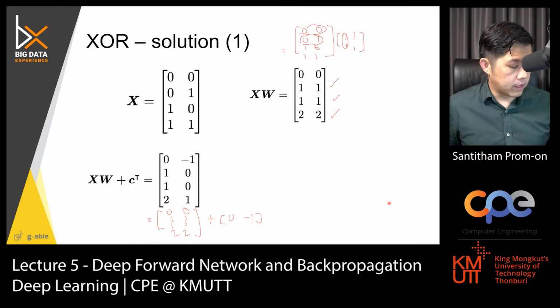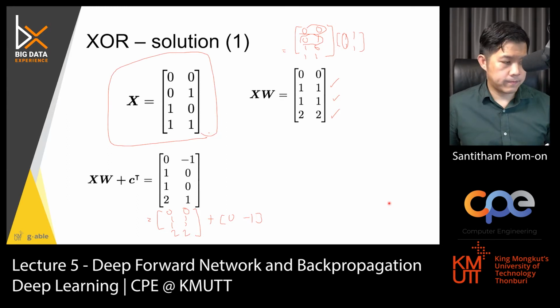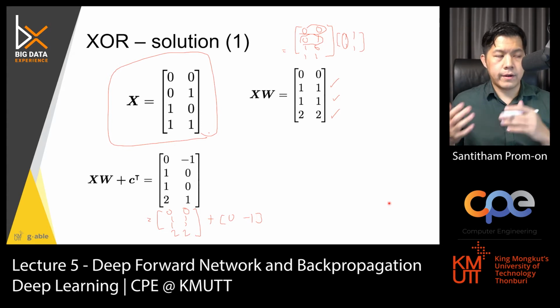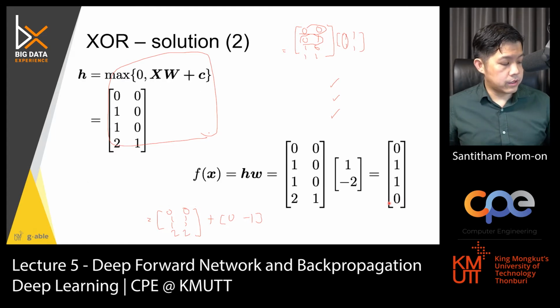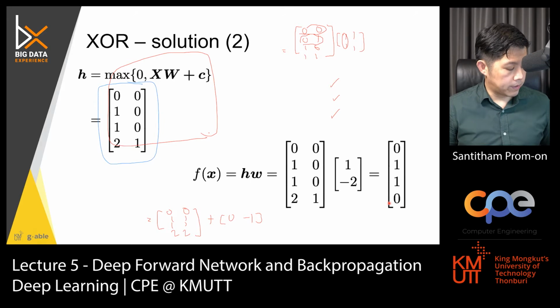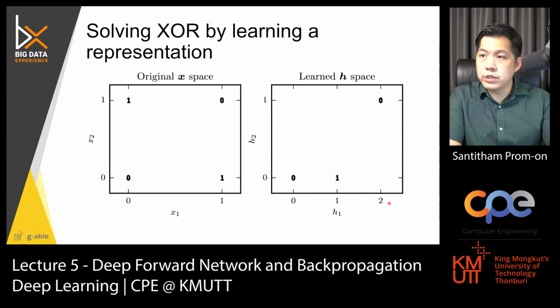Initially, we have the input that looks like this: 0, 0, 0, 1, 1, 0, and 1, 1. After these inputs were transformed at the hidden layer, let's look at what happened. Comparing it to this: 0, 0, 1, 0, 1, 0, and 2, 1. This is the original X space.